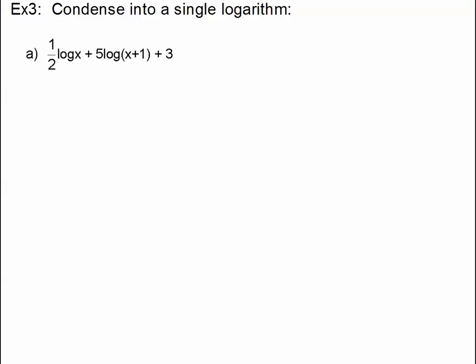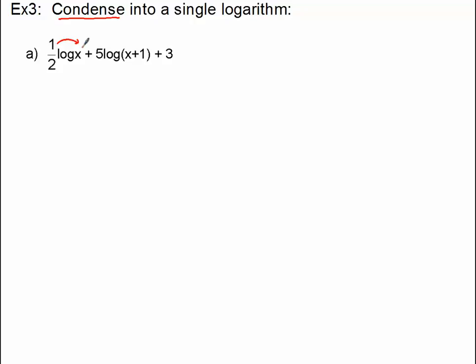Let's go backwards and condense. This time our verb is condense. So we're basically using our properties backwards. It says condense into a single logarithm. So in our final answer, we should have one logarithmic symbol. And let's see how we can do with that. Basically, you're doing what we just did, but backwards. The last step that we did in most of those was pulling exponents out. So that must mean in condensing, we're going to bring them back in.